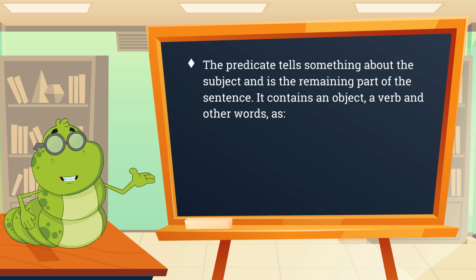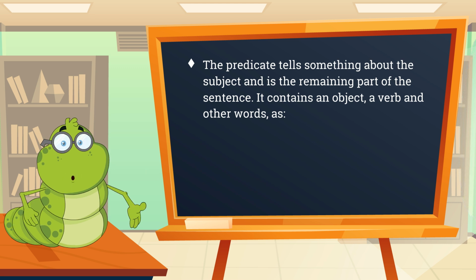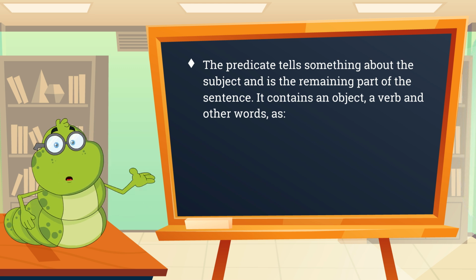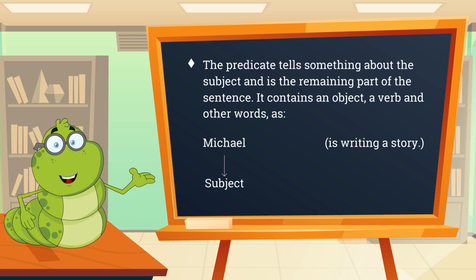The predicate tells something about the subject and is the remaining part of the sentence. It contains an object, a verb, and other words, as in: Michael, subject, is writing a story. Predicate.